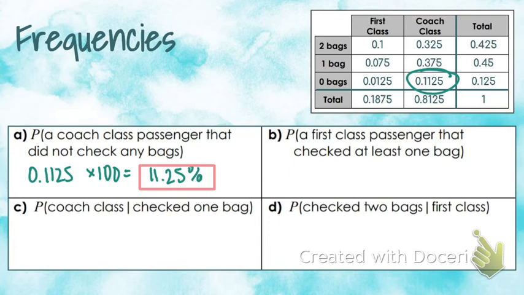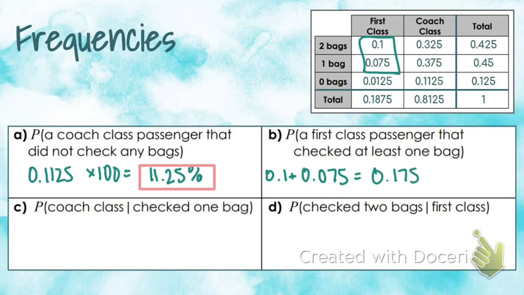All right, so part B, a first class passenger that checked at least one bag. First class, at least one bag. So that's going to include both of these numbers. So when we add those together, 0.1 plus 0.075 equals 0.175. So then we're going to multiply that by 100 to turn it to a percentage, which is 17.5%. So 17.5% of first class passengers on this plane had at least one bag.